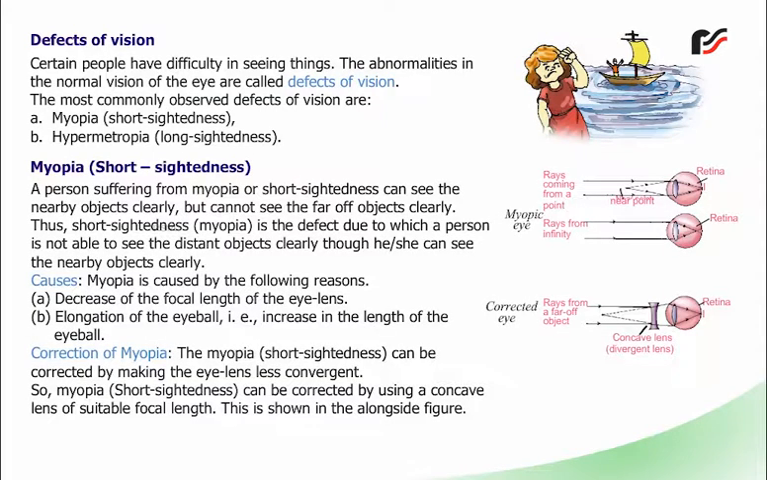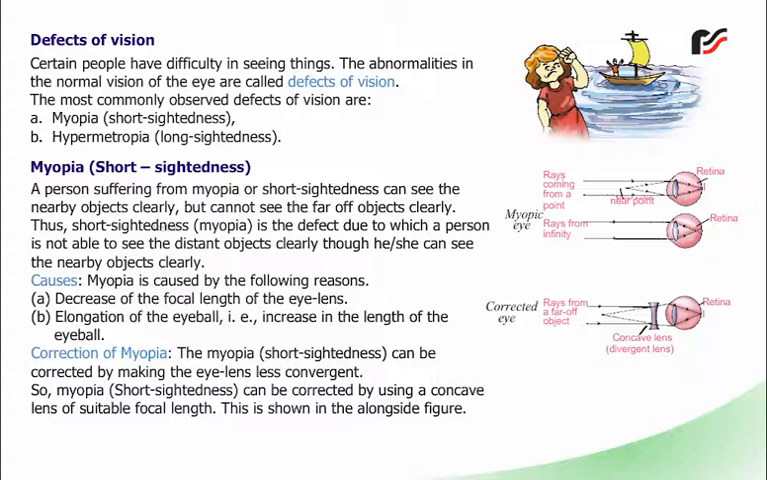Myopia, short-sightedness. A person suffering from myopia or short-sightedness can see the nearby objects clearly, but cannot see the far-off objects clearly. Thus, short-sightedness, myopia, is the defect due to which a person is not able to see the distant objects clearly, though he/she can see the nearby objects clearly.